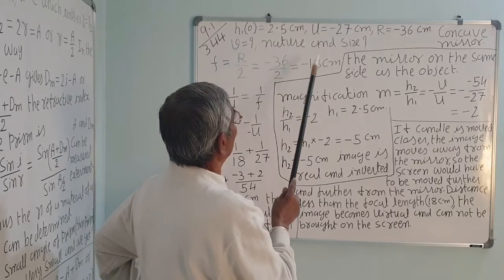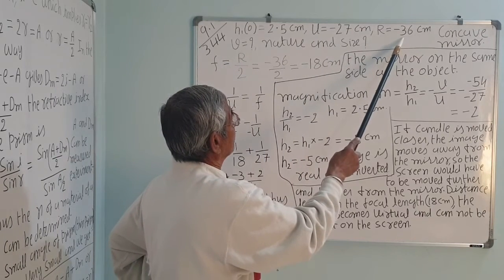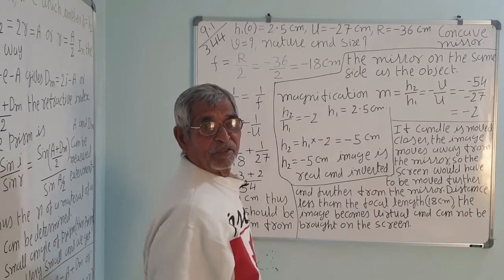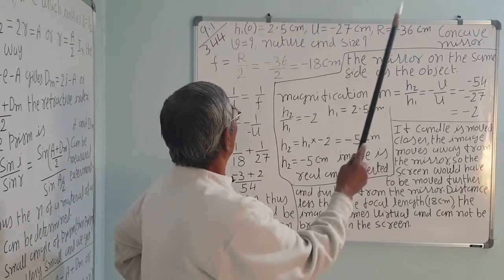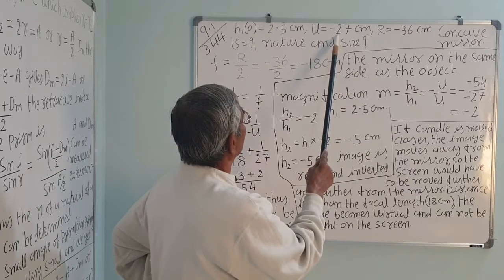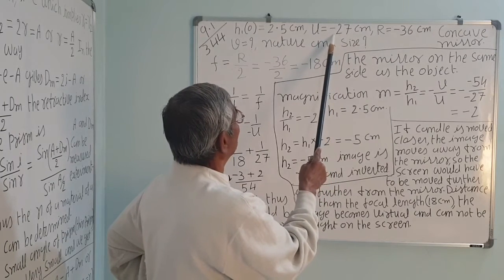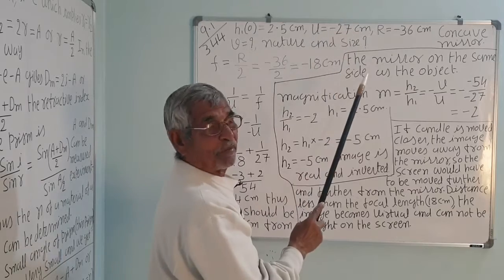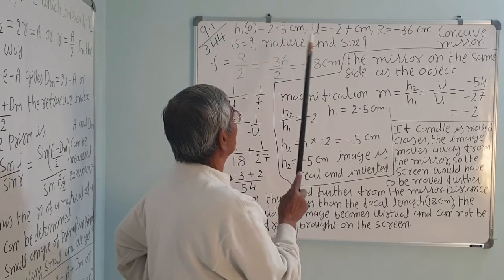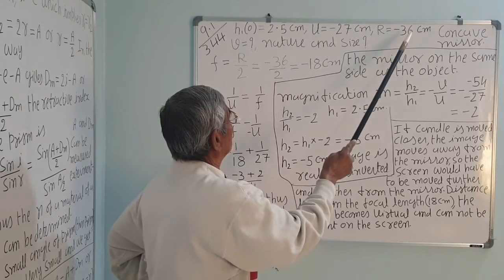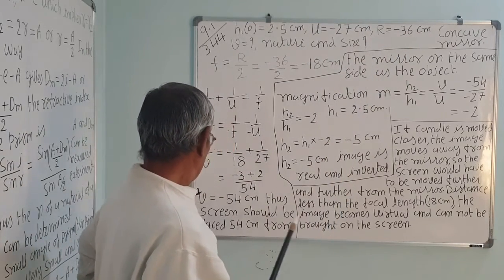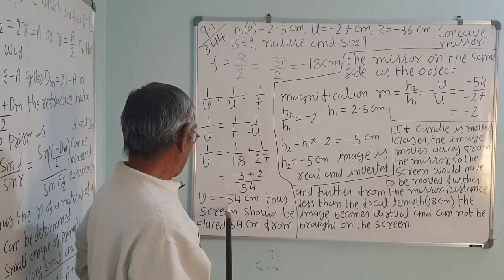What is V? You know, R is 36. So, what is F? Half, that is 18 centimeter. Correct? And U is between the 36 and the 18. So, between F and 2F. So, image will be larger. So, image distance will be more than even 2F, beyond 2F. Correct? So, the answer is 54 centimeter.